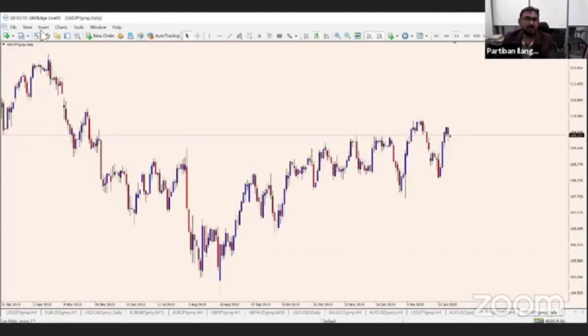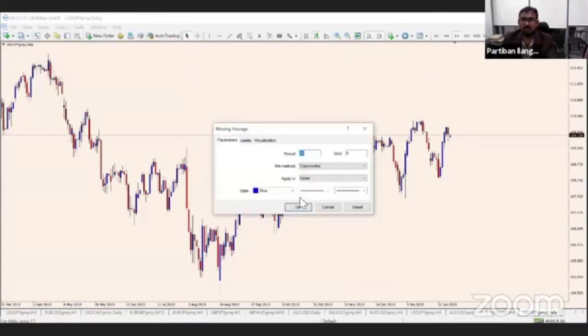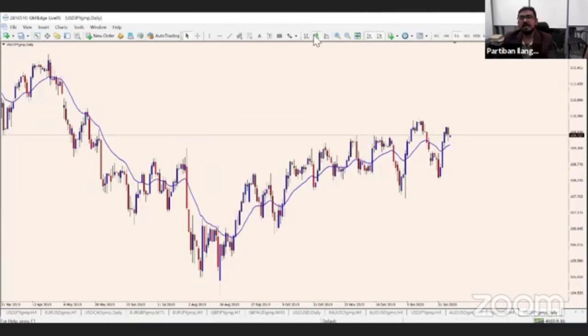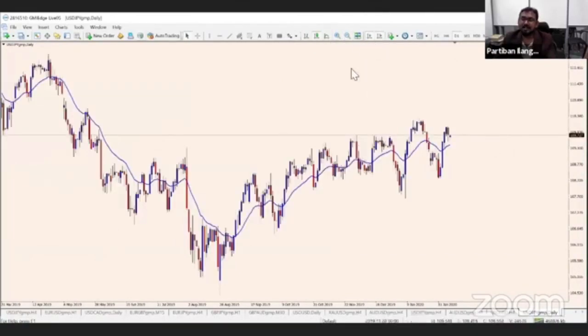Now, how about this one? Insert indicator, trend, moving average, 20. Now, look at this. What is the meaning of this? Earlier, the chart was very simple, and every time you touched, the price went higher or went lower. Now, let's start from here. The price was defended very well below the moving average. For the first time, it went higher, a really significant high.